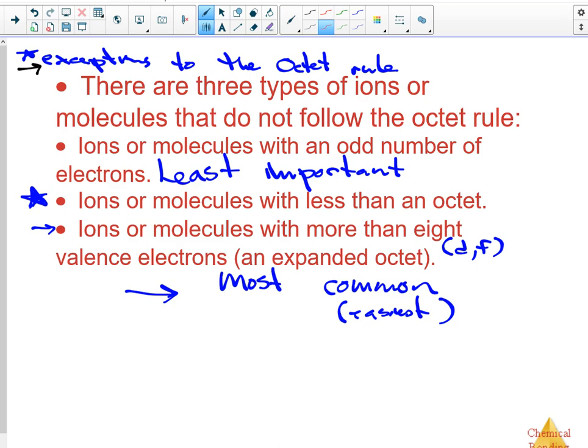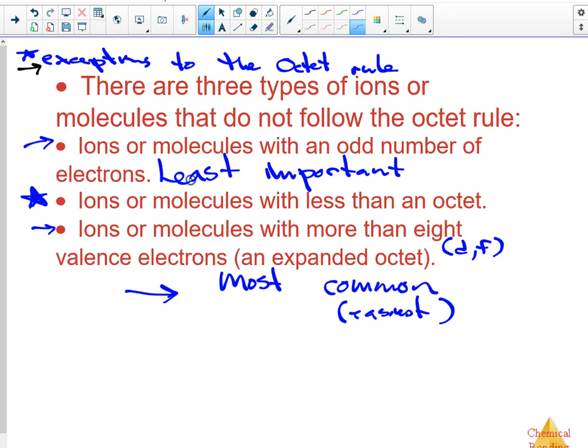All right. So it's when we put 8 dots around the central atom, essentially, in Lewis structure words. It's where the atom fills its valence electrons with 8, and life's good. So there are 3 main exceptions to the octet rule. All right. Here they are. They're listed, whatever. This one's the least important, and that's ions or molecules with an odd number of electrons. And we're going to go through each one of these.